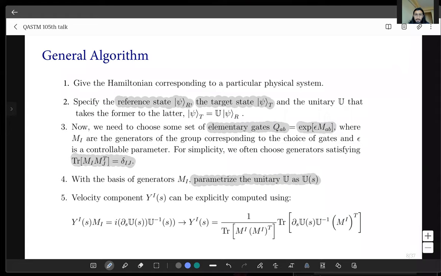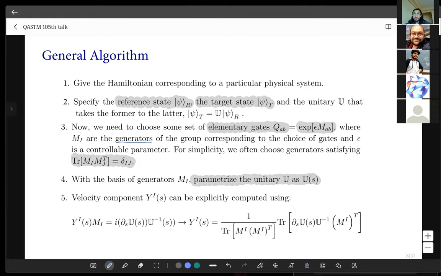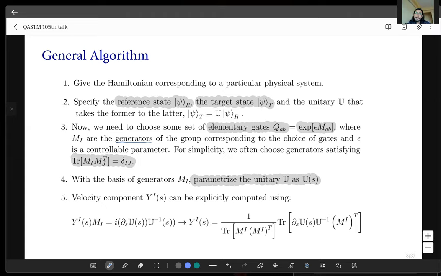Why are these generators important here? To represent the gates, they have to be represented in matrix form. After having the matrix representation, we need to write them explicitly in a basis, so we expand them in the basis. Then we use the generators to generate the path followed in the manifold. That is why we need the generators.